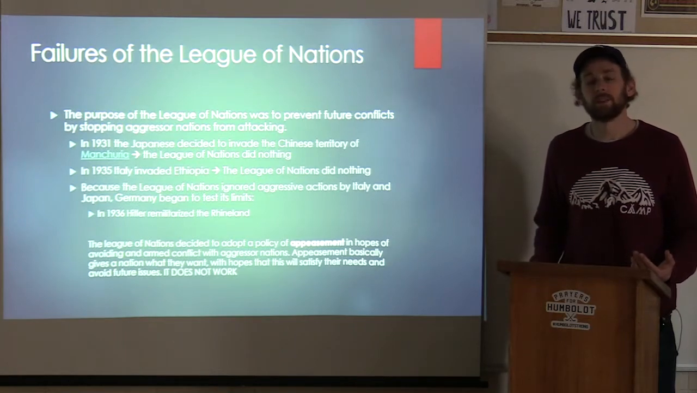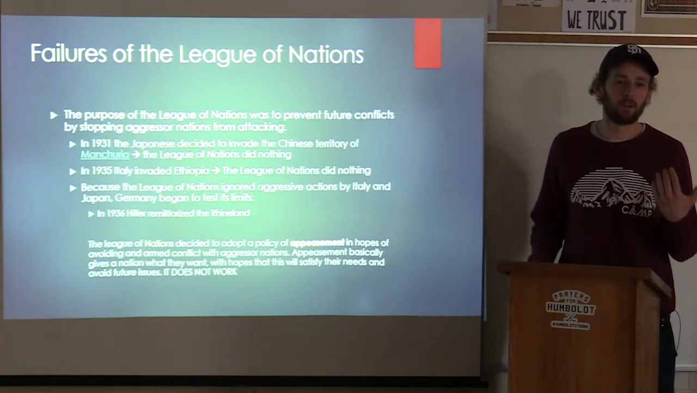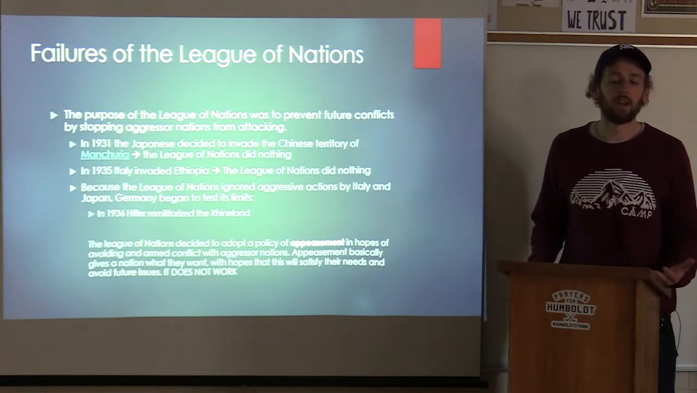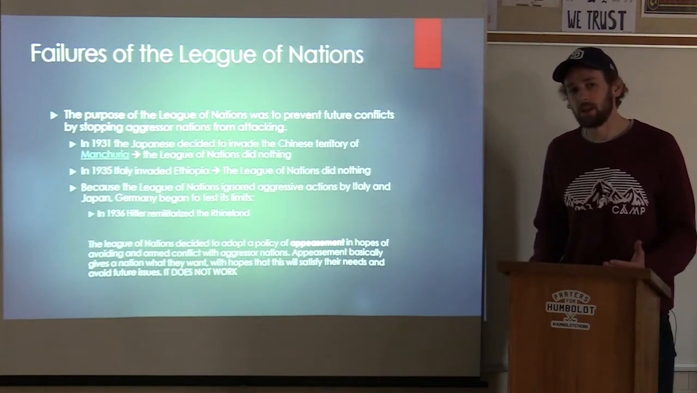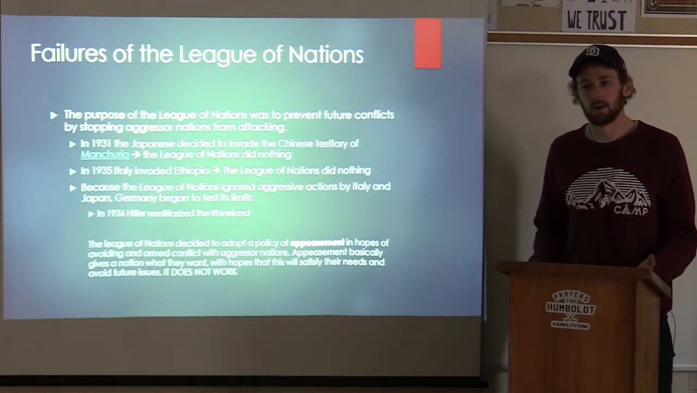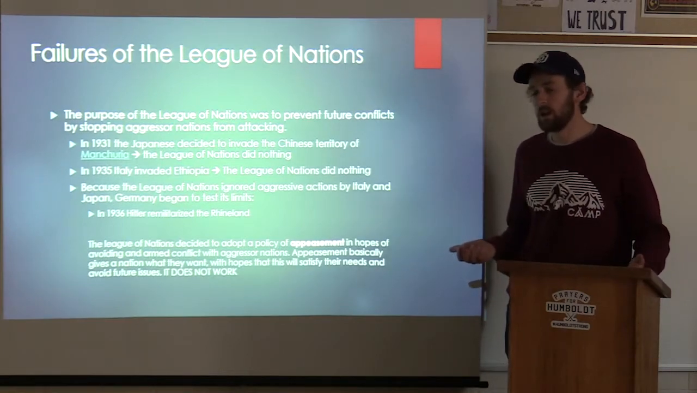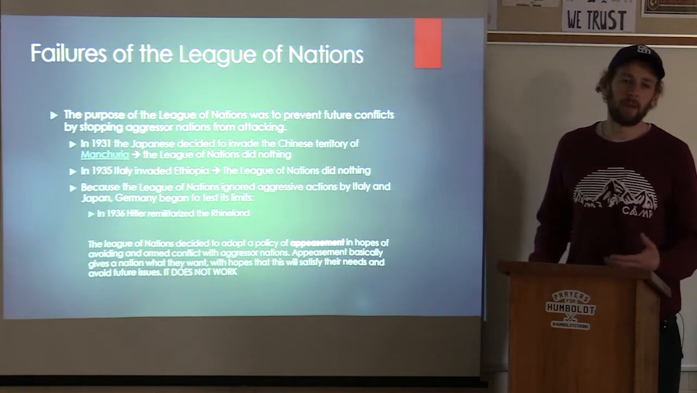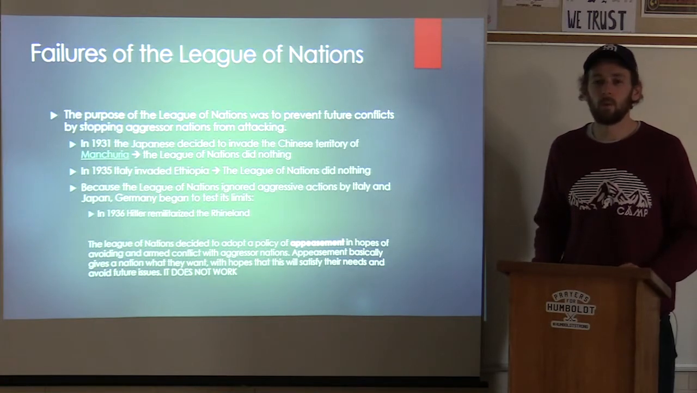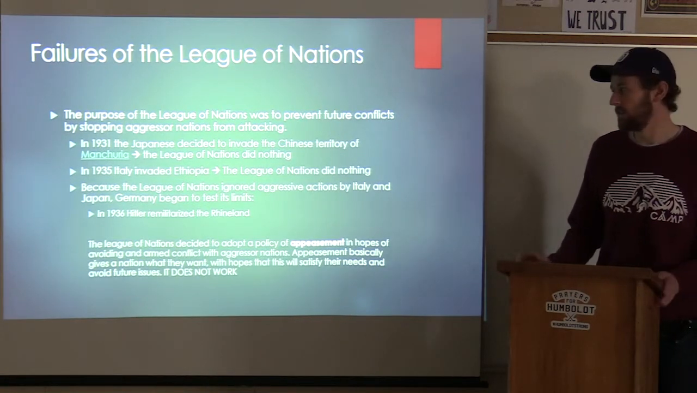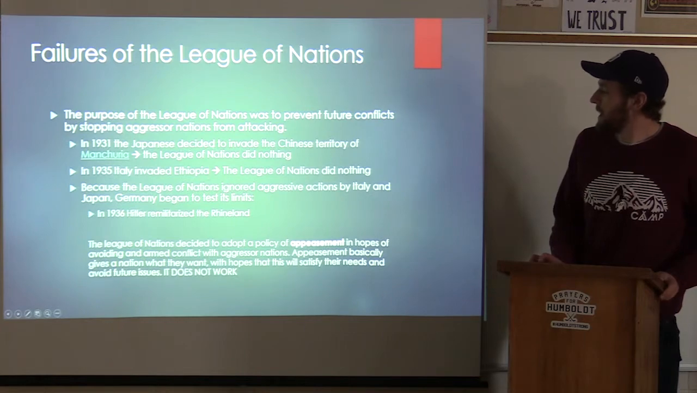The problem with that is when you have a country like Germany who's being actively aggressive towards the rest of the world, you need somebody to step in and stop that, possibly through military force. The League of Nations does not want to do that, and because of that, they let Germany, Japan, and Italy basically do whatever they want around the world, and they just kind of give in. So we have some main examples of that here.